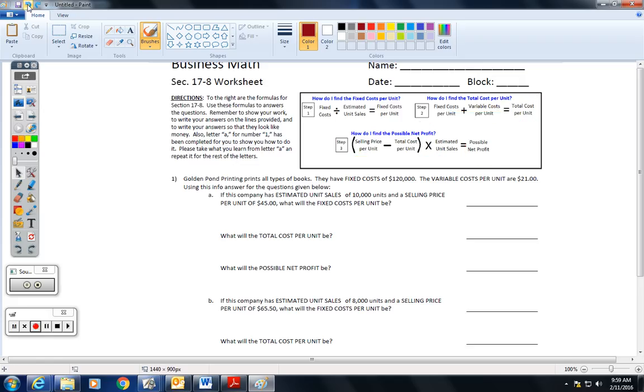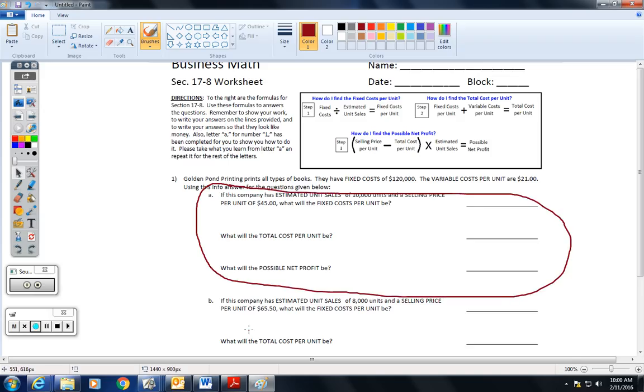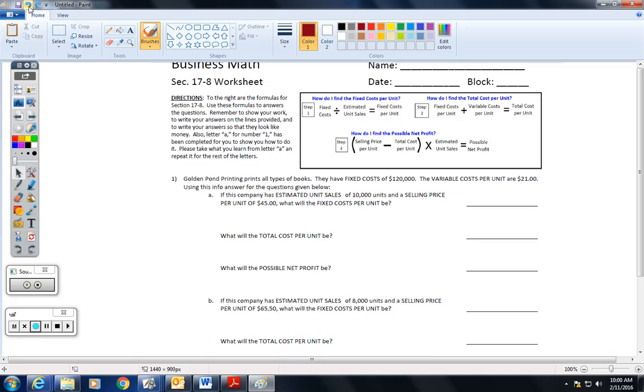So, let's get rocking, let's get rolling, and jump right into this example. As you can see, I'm doing problem number 1 from your homework. This is an example from your homework. But I'm only going to do A. That's right, ladies and gentlemen, I'm only doing A. I'm not doing B. I'm going to let you do letter B on your own.